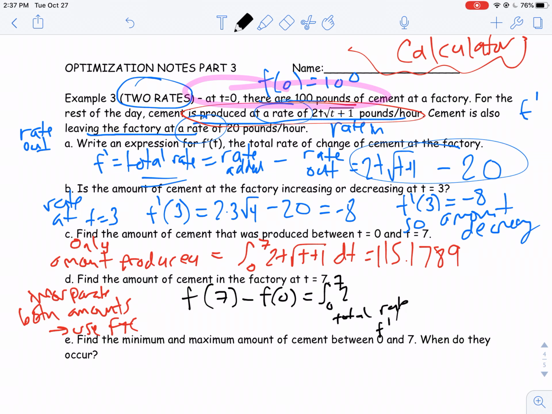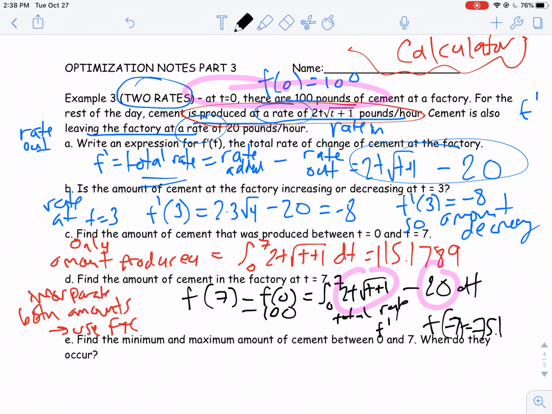Okay, so I need to integrate 2t rad t plus 1 minus 20. Not 20t, just 20. Because it says the rate is 20. So it's just the rate in minus the rate out. Okay, so what do we know? We know that f of 0 is equal to 100, so we'll just add that to the other side. And again, I'll just do this on my calculator. So I'm going to do 100 plus, and then I'll integrate that whole equation with both parts, from 0 to 7. Okay, so when I did that, that told me that my f of 7 turned out to equal 75.1789.